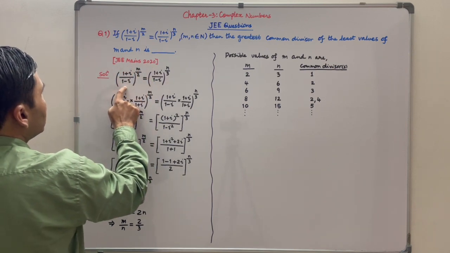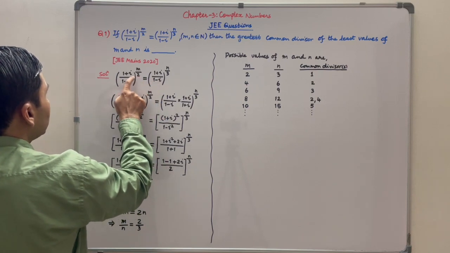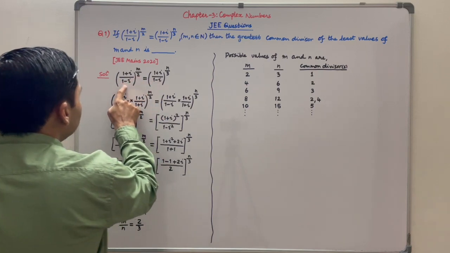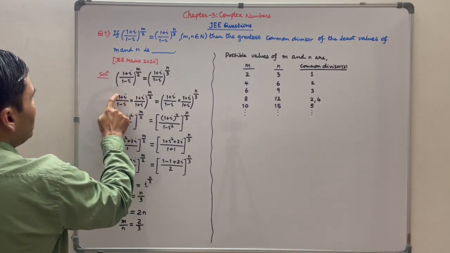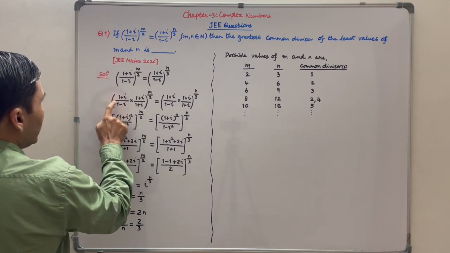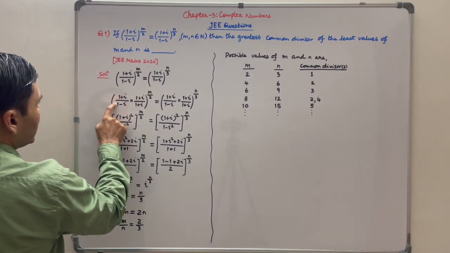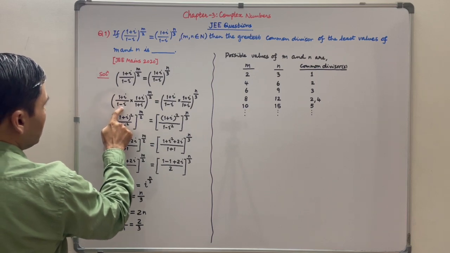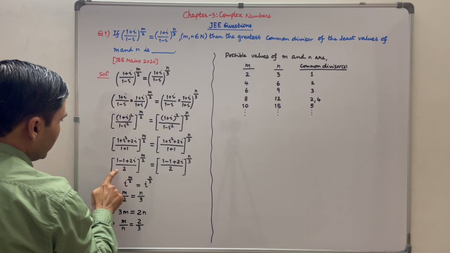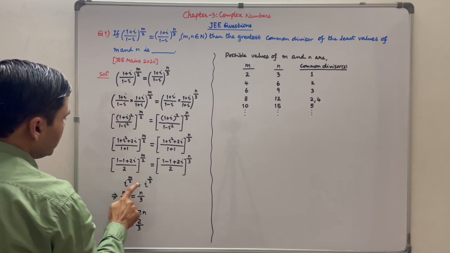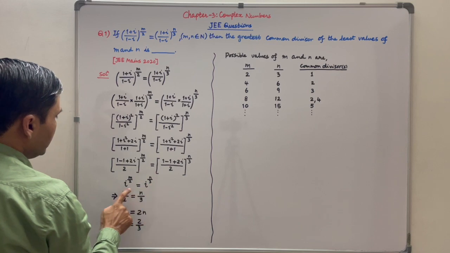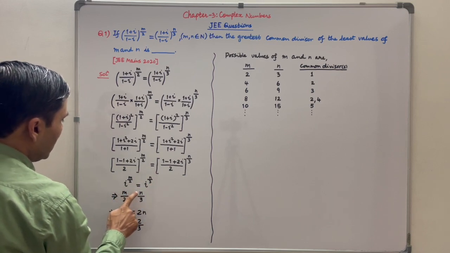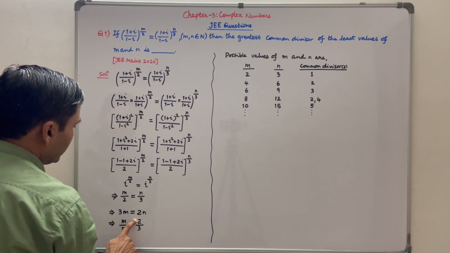First step is to rationalize the denominator on both the sides inside the bracket. On both the sides inside the bracket, it is (1 + i)/(1 - i). So we will multiply both numerator and denominator by the conjugate of the denominator, and the conjugate of the denominator is 1 + i. So we can simplify it as i^(m/2) = i^(n/3). On both the sides, the base is the same, so we can equate exponents and say that m/2 = n/3, or m/n = 2/3.